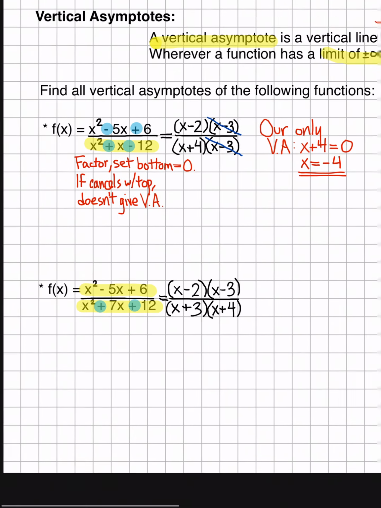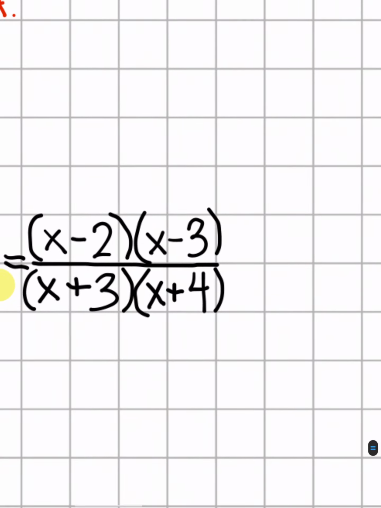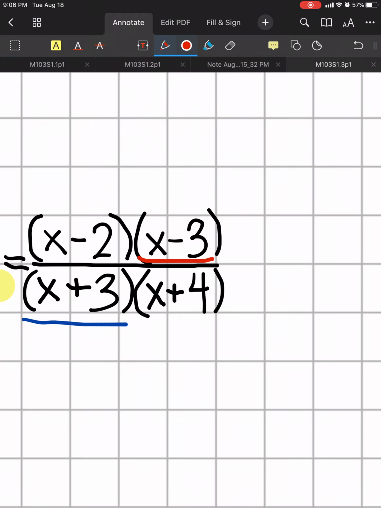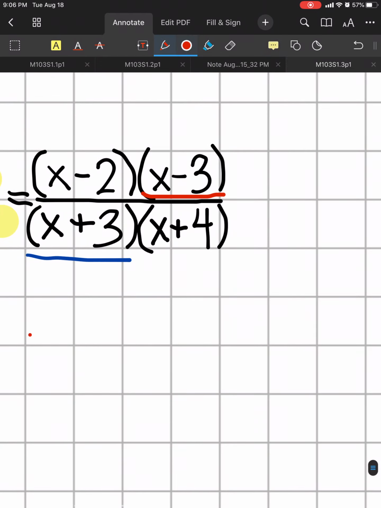So we get this factored version now. So again, we want to set the bottom equal to 0, but if something cancels with the top, it doesn't give a vertical asymptote. If we look at these two, do we see anything that cancels? Your first instinct might be, well, I see a 3 on the top and a 3 on the bottom, but notice that these are different. They would have to be the entire same thing multiplied in to be able to cancel, so they're different, so they don't cancel. So we can say no canceling here.